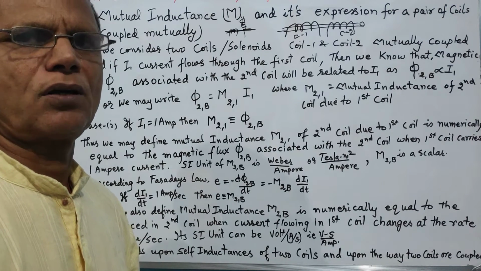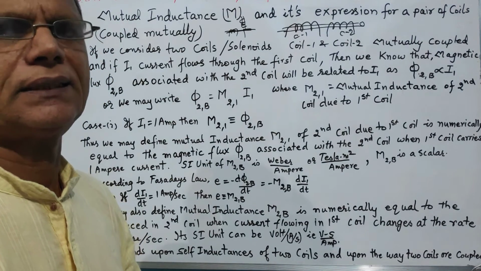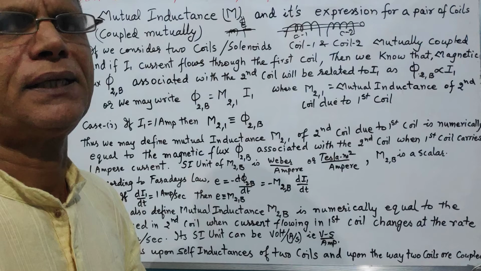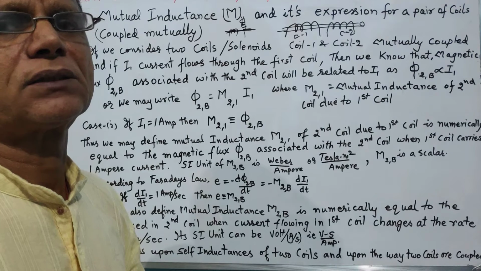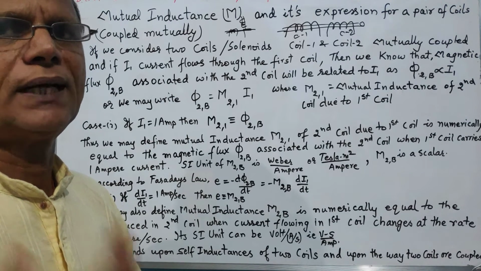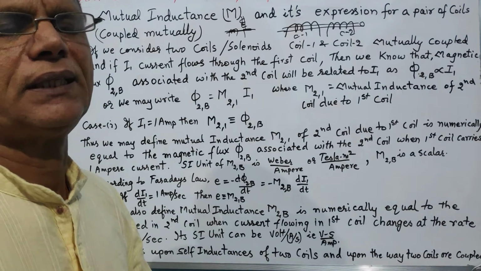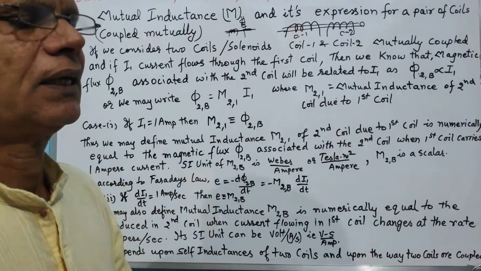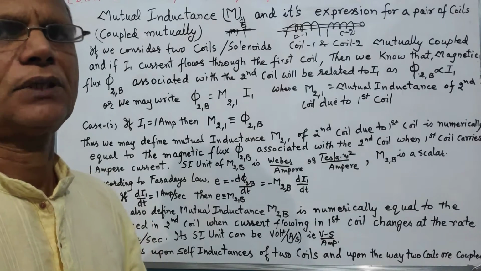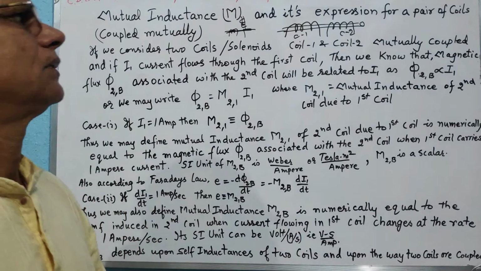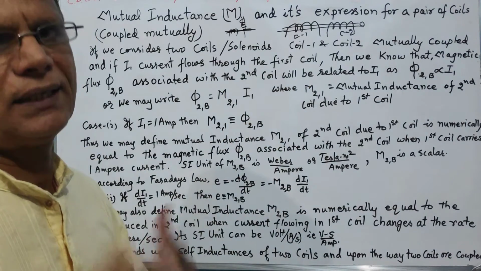Well, if some current is made to flow in the first coil and another coil is placed in its vicinity, what happens? The magnetic field produced due to the first coil will cause some magnetic flux to get associated with the second coil as well, and that means they are having interaction mutually, and in such a case we say that the two coils are having coupling, are coupled together.